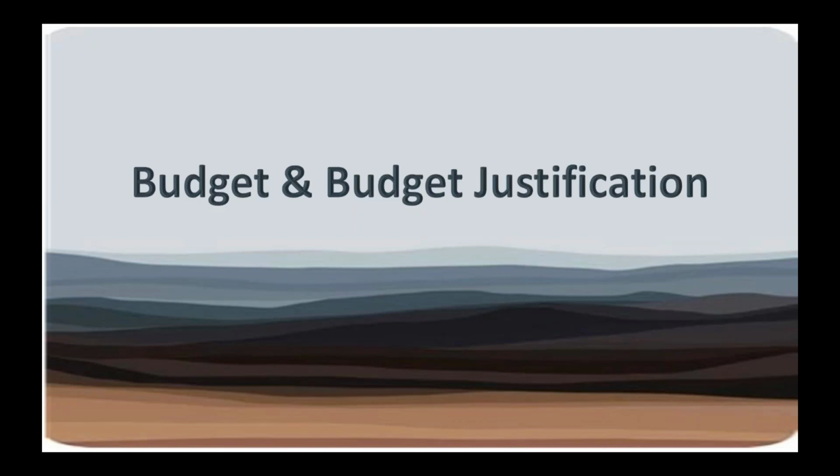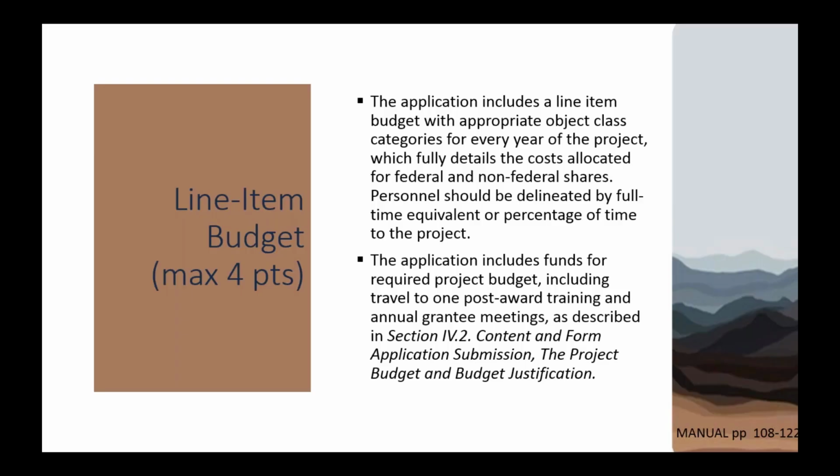Okay, budget justification, budget and budget justification. This subcriterion will demonstrate that you have designated adequate resources to carry out the proposed project while ensuring the costs are reasonable. All right, the line item budget is worth a maximum of 4 points, and you can find the details about the line item budget starting on page 108 in the training manual.